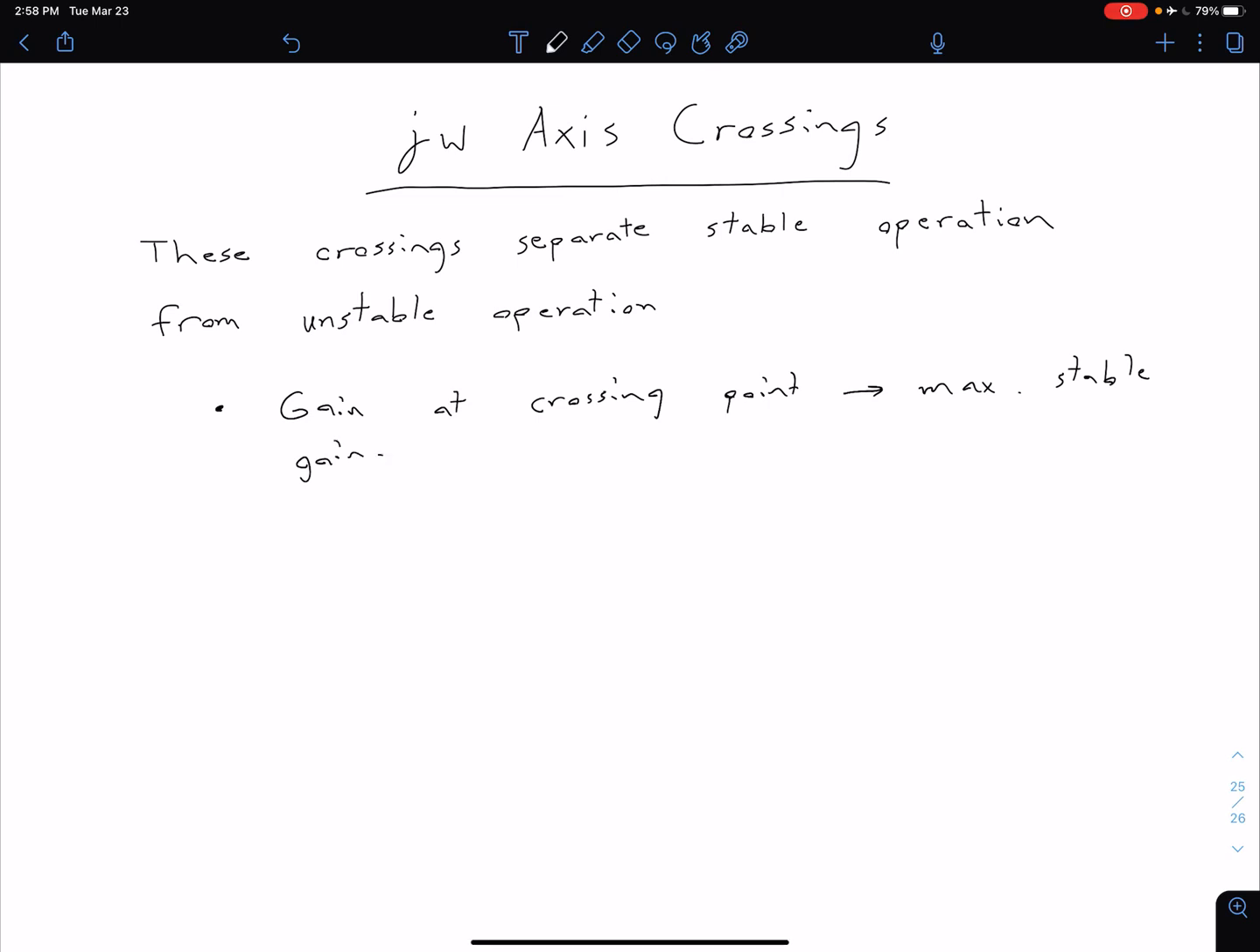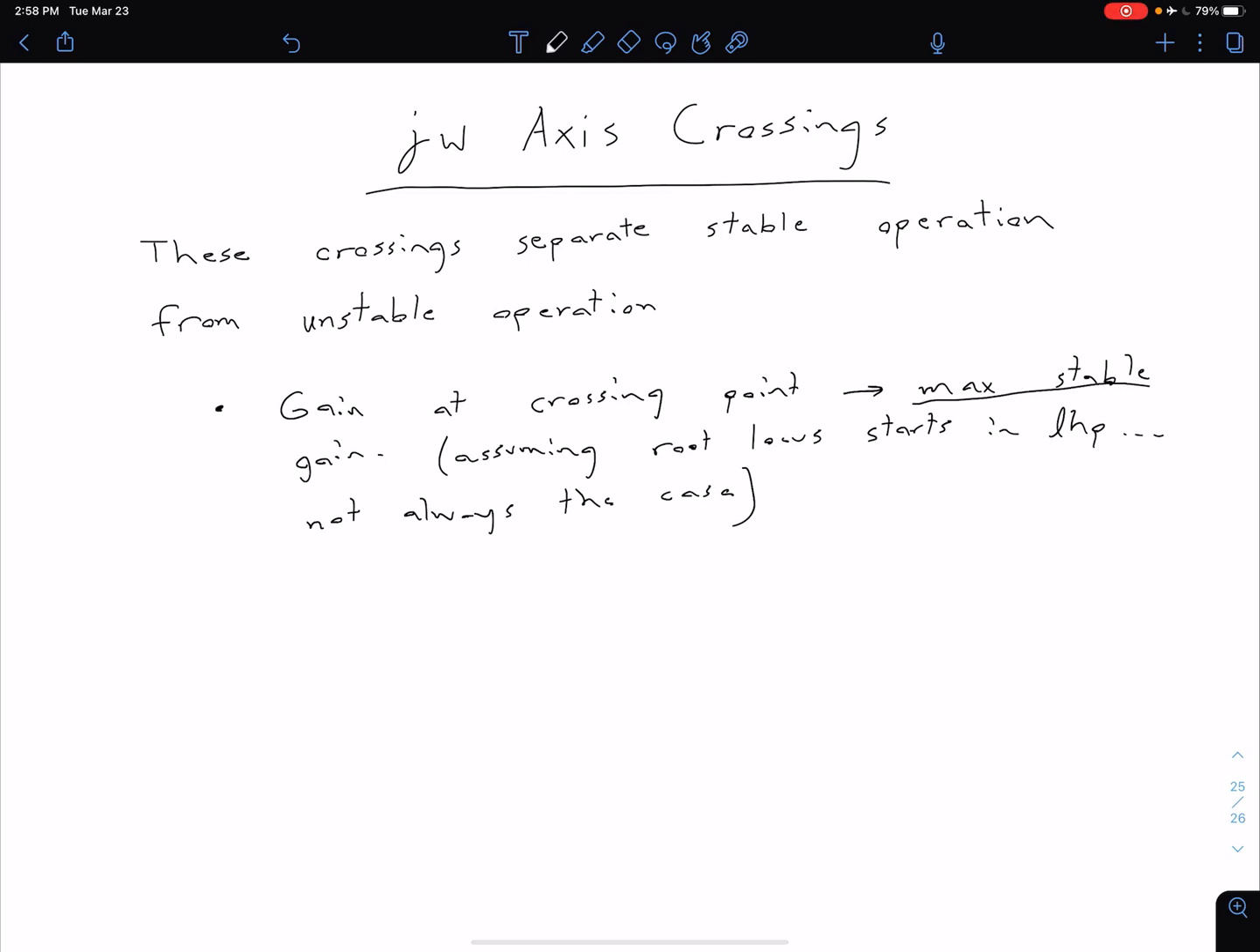That's assuming that our root locus starts in the left half plane, but that's not always the case. If we had instead the root locus starting in the right half plane, then our j omega axis crossing would actually be the minimum stable gain. Typically we'll have our poles in the left half plane for our open loop transfer function, such that it corresponds to our maximum stable gain. But keep in mind that's not necessarily always the case.